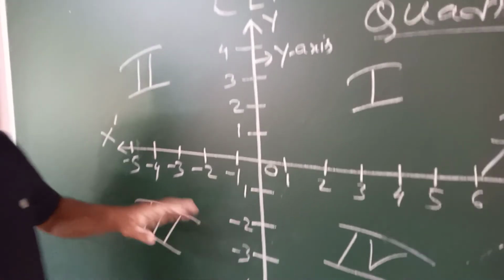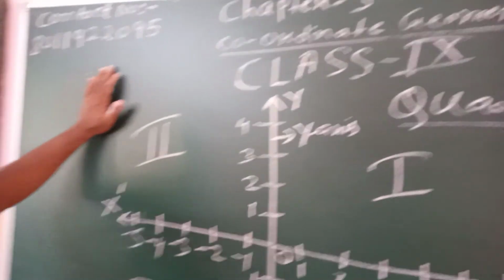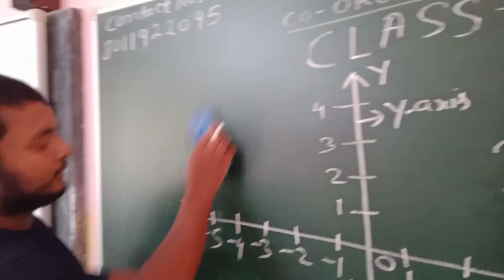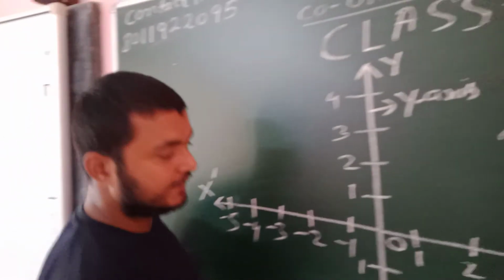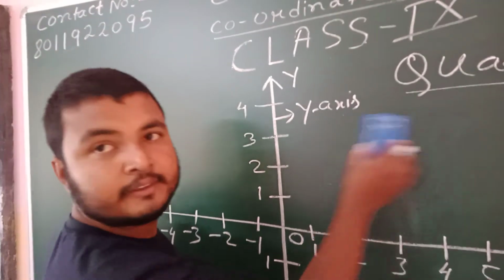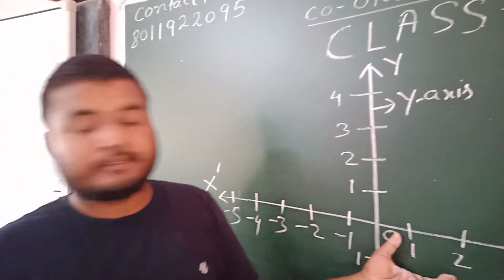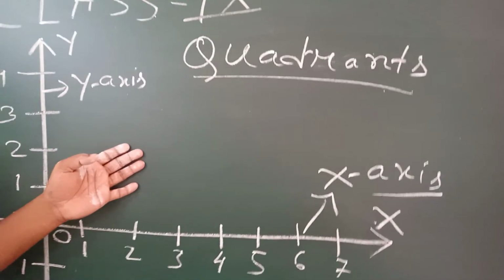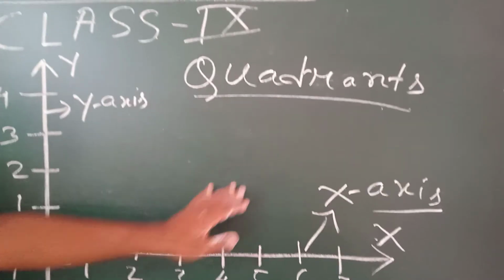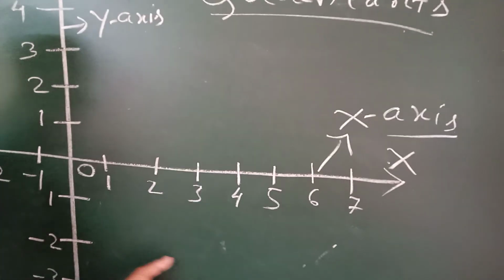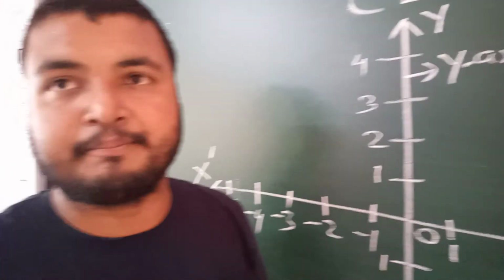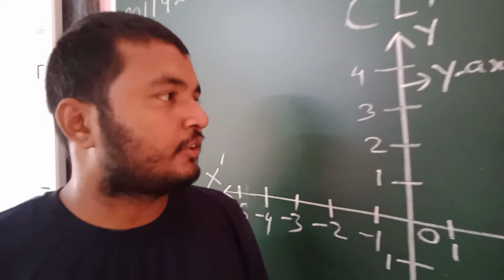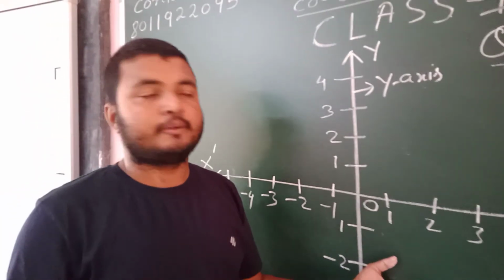So these are just the elementary discussions which are given in your book. Next we will go to the Cartesian coordinate system.